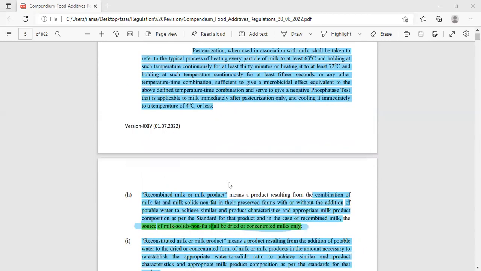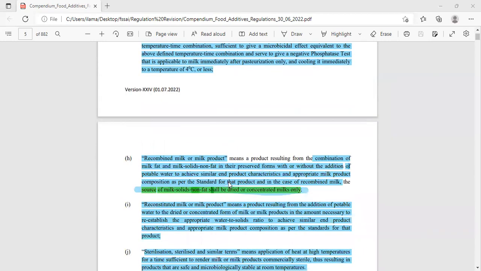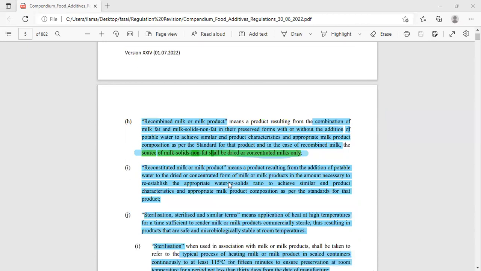And then recombined milk products means we have to use some other products to recombine them into the original form. That is recombined milk product. And reconstituted means we will use water to make milk powder into milk. So know the difference between recombined and reconstituted milk.